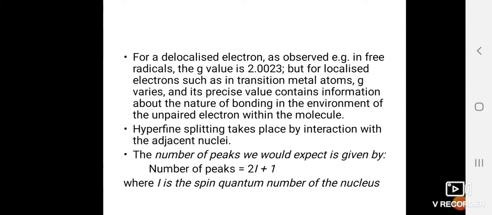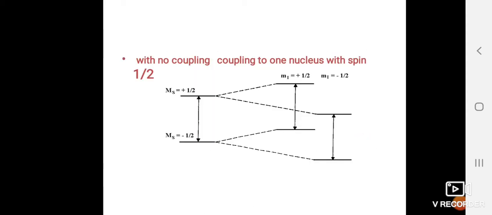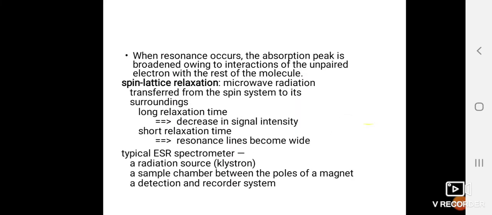that is 2I plus 1, where I is the spin quantum number for the nucleus. With no coupling, or coupling to one nucleus with the spin of plus half or minus half, we get two possible spins. When the resonance occurs, the absorption peak gets broadened owing to the interactions with unpaired electrons. When you say relaxation, there is spin lattice relaxation, where microwave radiation is transferred from the spin system to its surroundings.